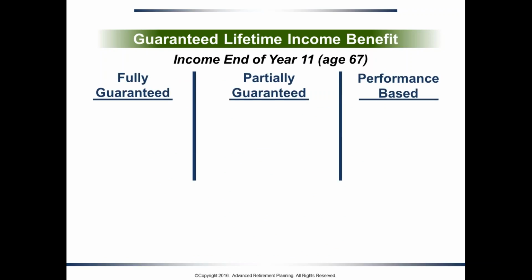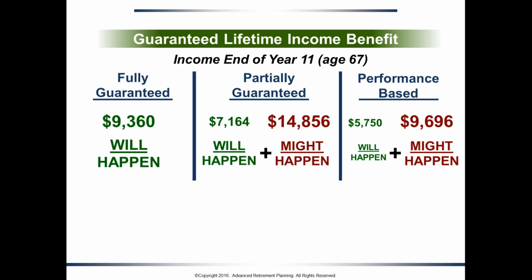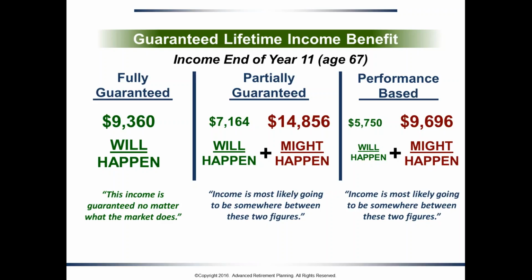So if we compare these at age 67 after 11 years of roll-up, we got 9,360 that will happen. We got somewhere between 7,100 and 14,856 that might happen, okay? Or somewhere between 5,750 and 9,696 plus continued increases that might happen. So these are the statements that we can make about these.